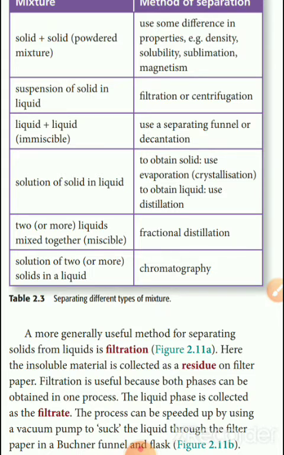So that is how we can separate the solution of solids in liquids, by using the process of distillation or crystallization. Next is the case when you have two or more liquids that are miscible, or mixable, into each other. Now, the two terms, immiscible and miscible, are different. When we refer to miscibility, it means two liquids are soluble into each other.